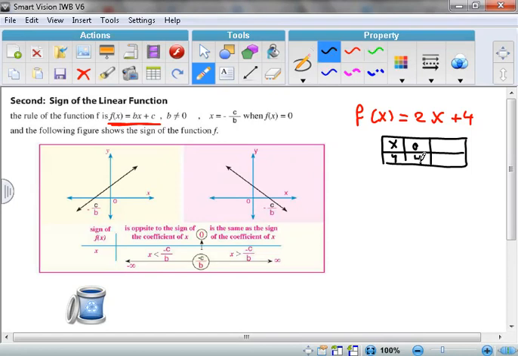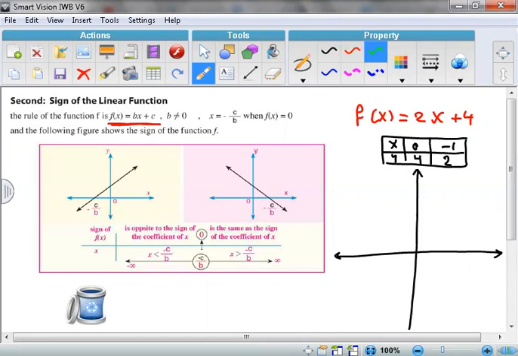If x equals -1, then f of x equals 2. Coordinates. In this case, the first point is (0, 4), like this. And (-1, 2). Graph.